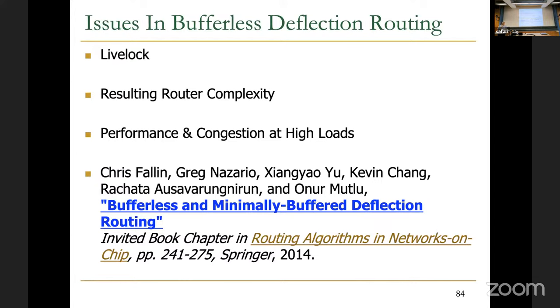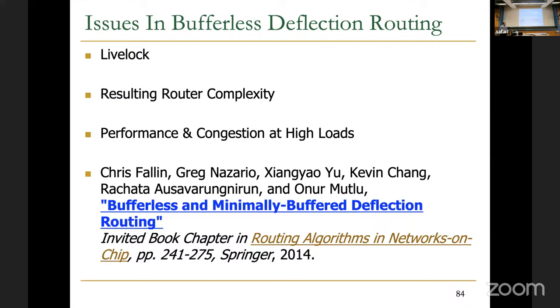There are several issues in bufferless deflection routing, which makes it very interesting to address them. The first one is livelock, because when you deflect packets, you are probably using non-minimal routing paths. So you are in danger of livelock. How should we control that one poor packet is not deflected all the time, and that it reaches the destination at some point? There are some ways to handle it. If you are interested, I would suggest that you check this book chapter. We also have resulting router complexity, another complexity issue that we need to handle.